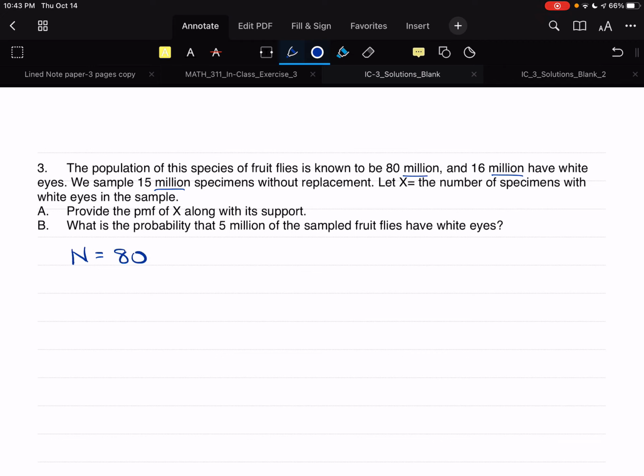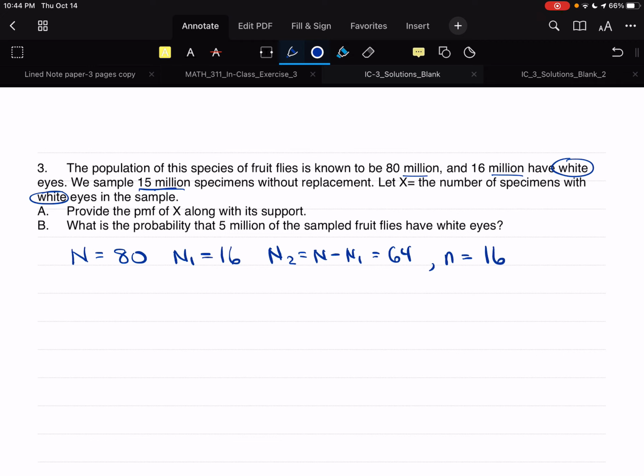16 million have white eyes. We want to provide, and we're saying that X is the number of specimens with white eyes in our sample. So N1, our category of interest, has 16 million fruit flies in it with white eyes. Then N2 is simply N minus N1, which is going to be 64 million. We sample 15 million, so little n is 15. All right.